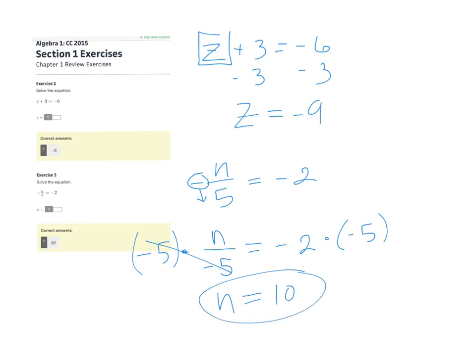Alright. If you wanted to check these, you could. Let's say that you're up here at the top. Negative 9 plus 3 is negative 6. We know that's right. Negative 10 divided by 5 would give you negative 2. And you would know that one's right. So let's go ahead and look at some more.